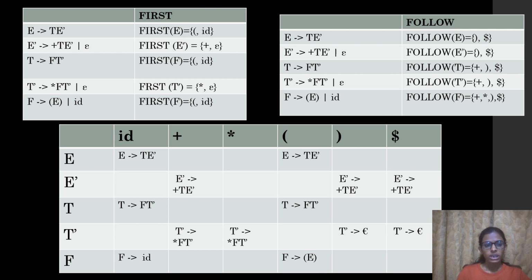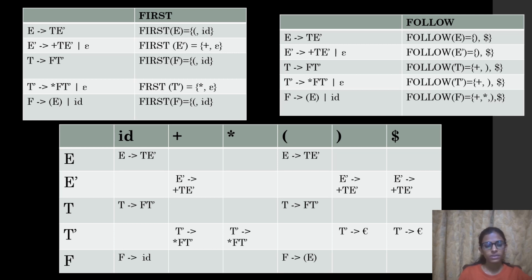So as we see, E gives TE', we have open bracket and id. So in id we place E gives TE', and in open bracket we place E gives TE'. And moving to the next, E', we have plus and epsilon. In the place of plus we have E' gives +TE', and epsilon production, and since we have epsilon, we place that in close bracket and dollar.